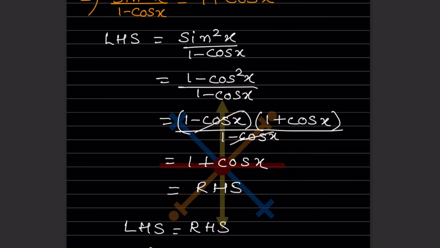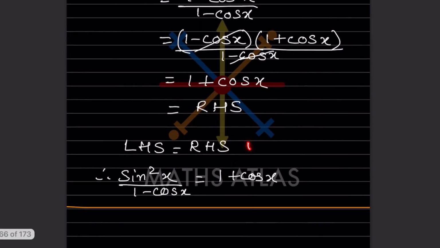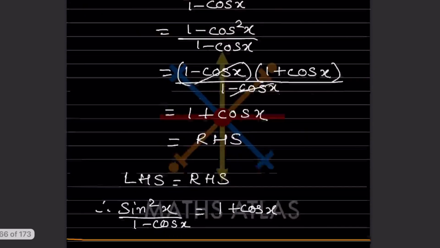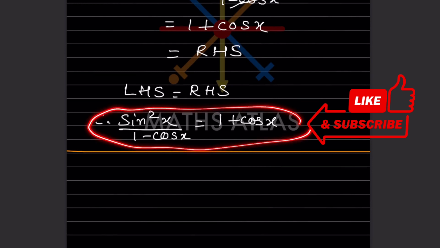So what we can see now, that the right hand side is the same. So we can say LHS is equal to RHS. So because of that, this is the same thing. We are going to write it over here. Therefore, this is equal to this one.